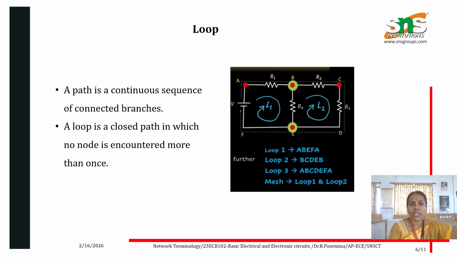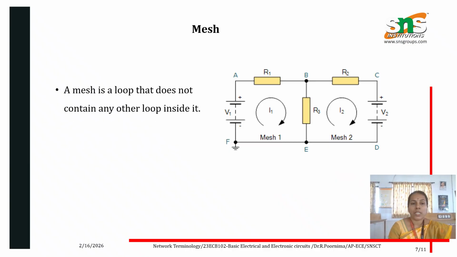So like that we can have three loops and also two meshes. So let's define the mesh. It is a loop that does not contain any other loop inside it. So mesh and loop are defined equally, but the only difference is that mesh does not contain any loop inside it. For example, in this diagram, two meshes are present, mesh 1 and mesh 2. The current flow in mesh 1 is I1 and current flow in mesh 2 is I2.